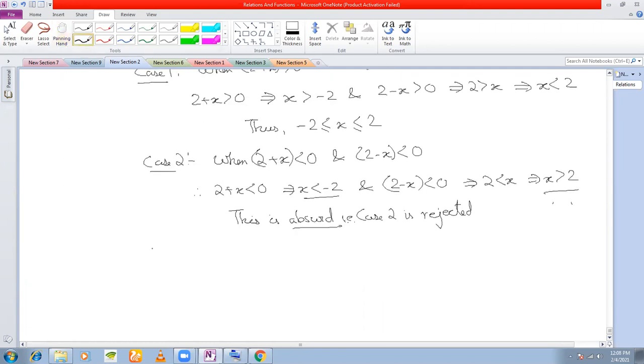So therefore, what should be the domain of f? Domain of f is equal to -2 less than or equal to x less than 2. That is, you can write this as the closed interval -2, 2. So that is the domain of f. Clear?